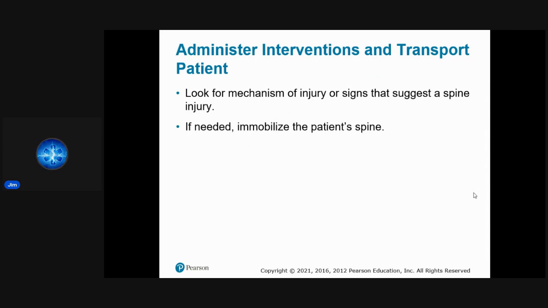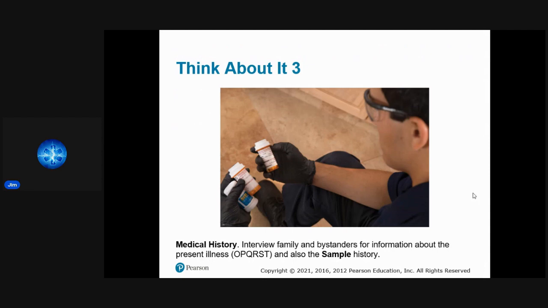We're going to look for mechanism of injuries or signs that suggest spinal injuries. And if needed, we're going to immobilize the patient. Medical history, we can get some off of medications, like you see in this picture. It says interview family and bystanders for information about the present illness, OPQRST, and also the SAMPLE history. Both of those are described in detail in the last chapter. Very important that you know what these two mnemonics are.